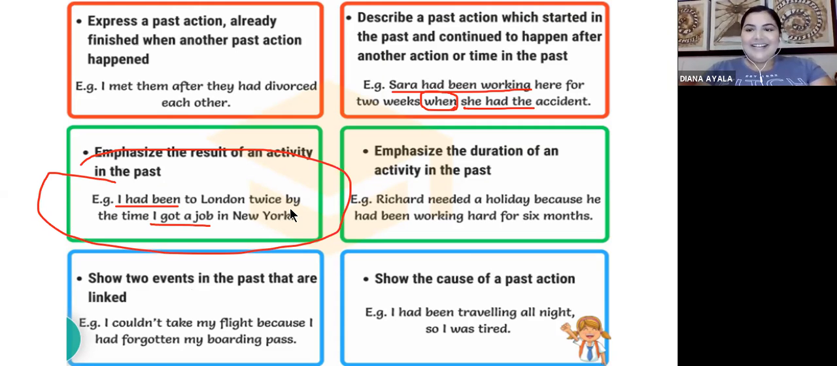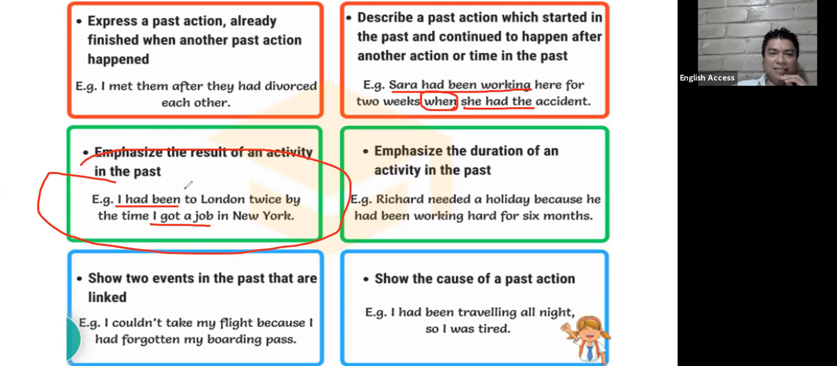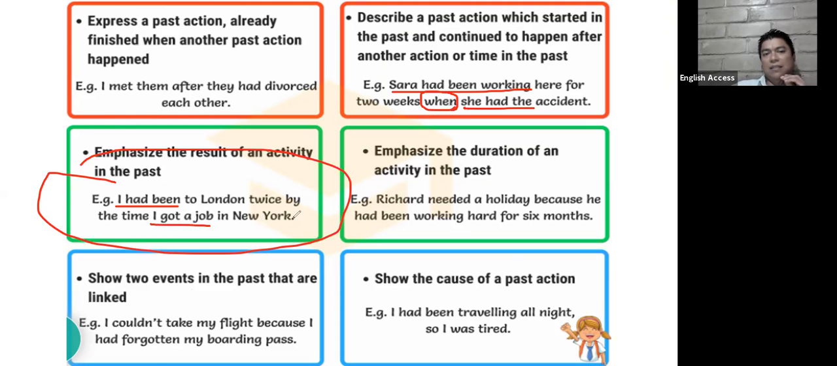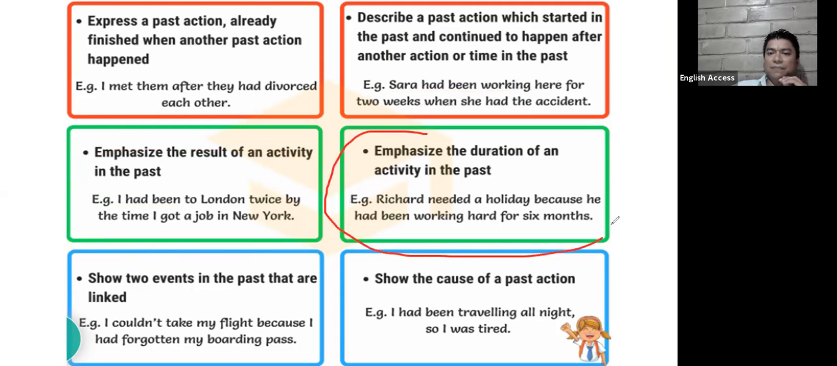All right, so let's continue. I had been to London twice by the time I got a job in New York. So we're describing something. The next example over here: Richard needed a holiday because he had been working hard for 6 months. Actually, this is emphasizing the duration, or it's giving a reason, because. Thank you, Diana.